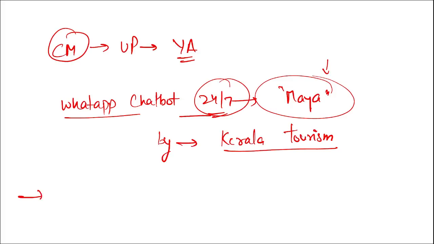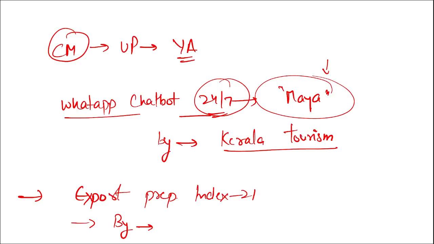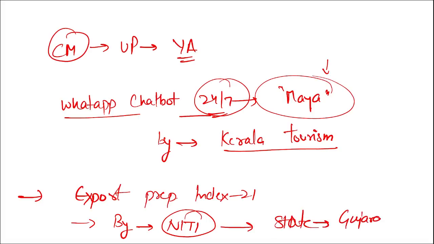Alright, then tell me which state topped the Export Preparedness Index for the year 21? Who topped this and this was released by whom? This Export Preparedness Index was released by Niti Aayog, and the state that topped in this index was Gujarat. Alright, Gujarat topped in the Niti Aayog's Export Preparedness Index for the year 2021.